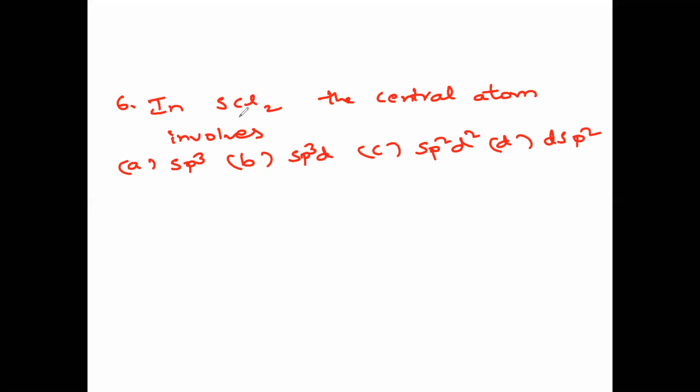Sulfur has 6 electrons in the valence shell plus 2 monovalent atoms. So in SCl2 it has 2 bond pairs and 2 lone pairs, total 4. So the n factor is equal to 4, and it is sp3 hybridization. So the central atom involves sp3. I hope it is clear.